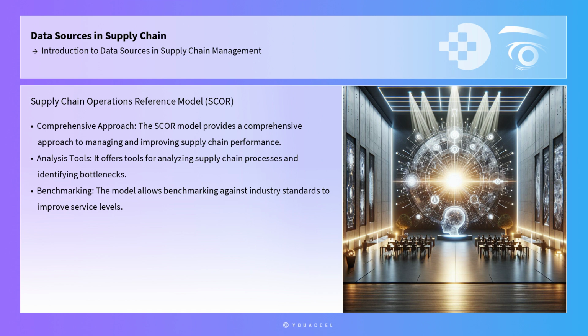Another practical framework is the Supply Chain Operations Reference Model, which provides a comprehensive approach to managing and improving supply chain performance. The SCOR model offers tools for analyzing supply chain processes, identifying bottlenecks, and benchmarking against industry standards. By implementing the SCOR model, organizations can streamline operations, reduce costs, and improve service levels.